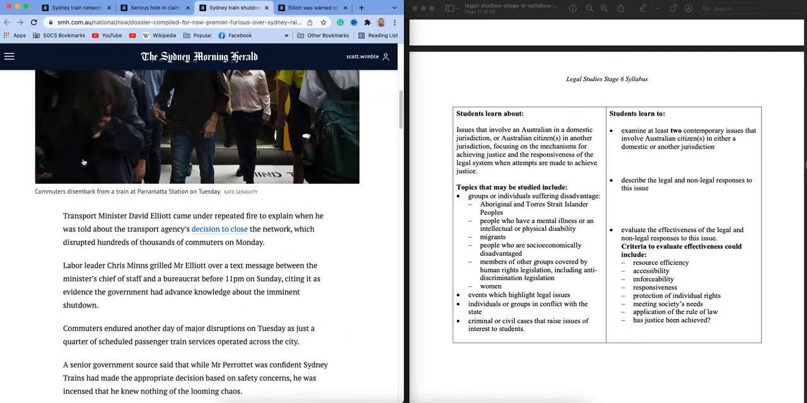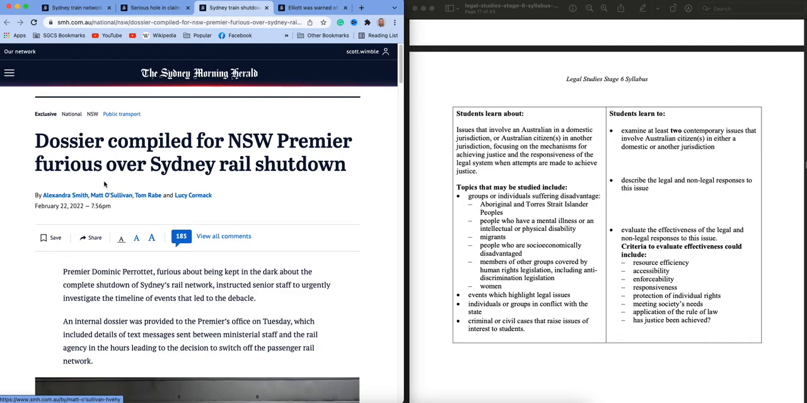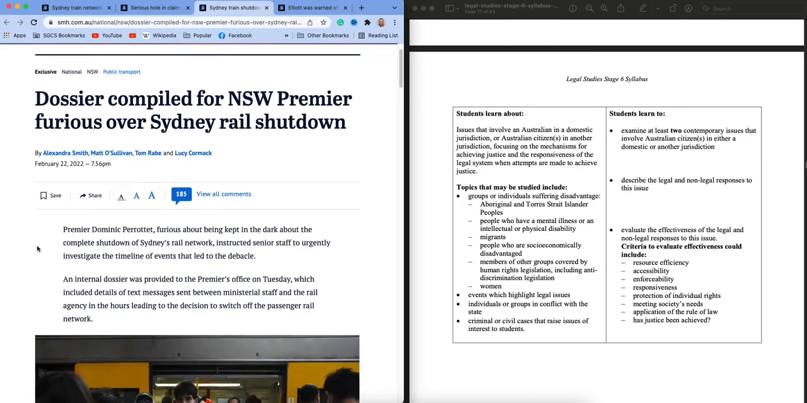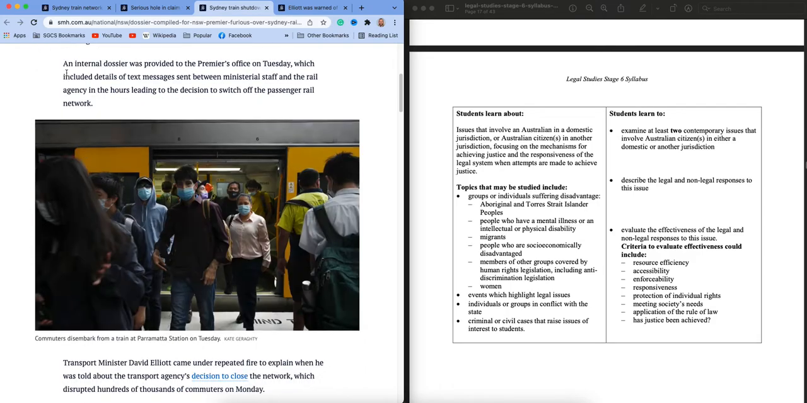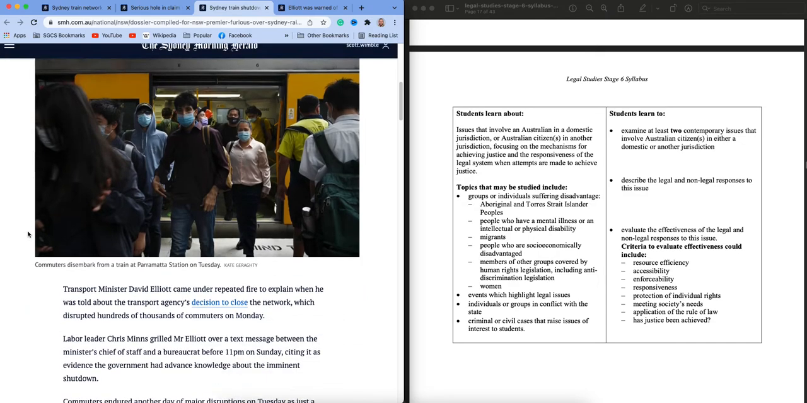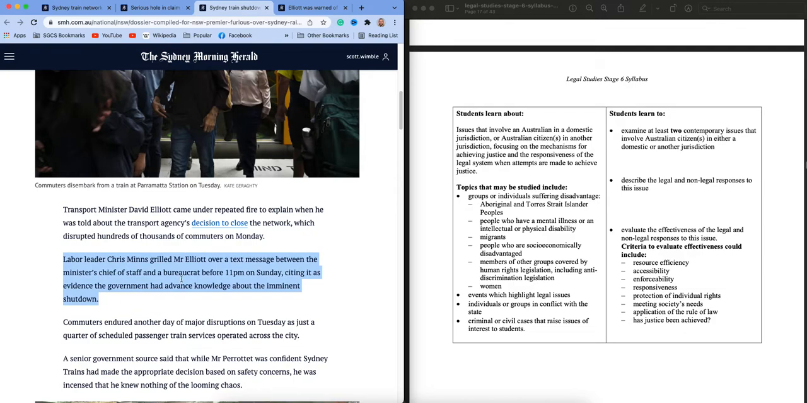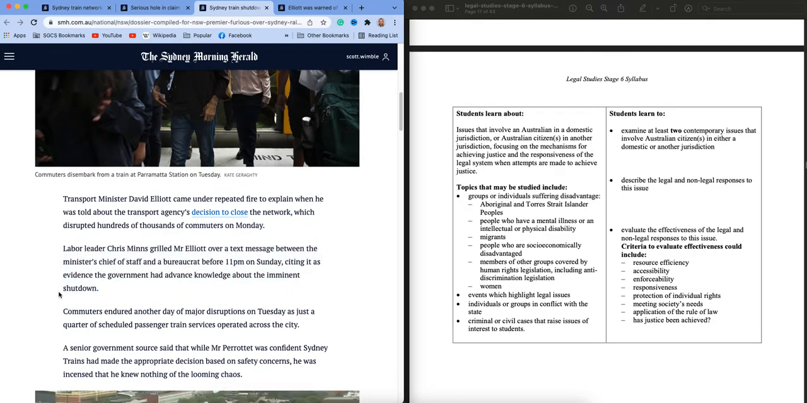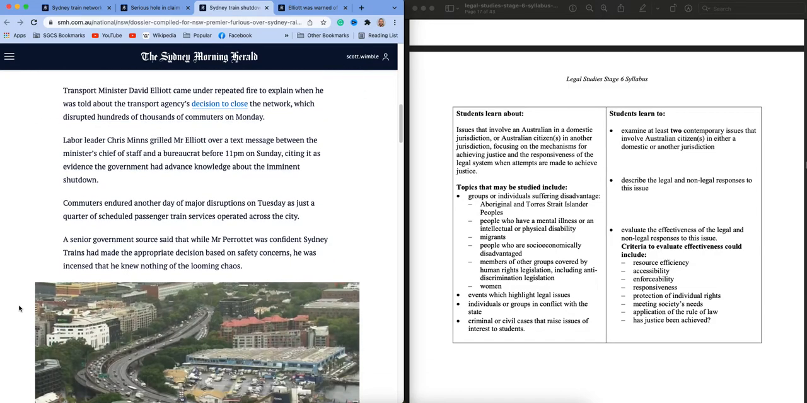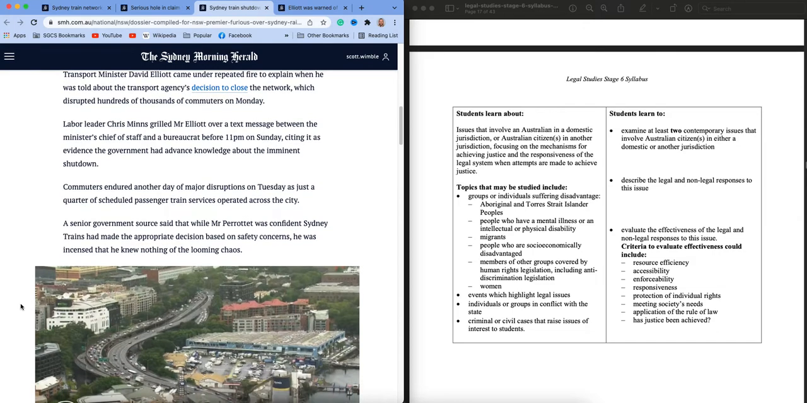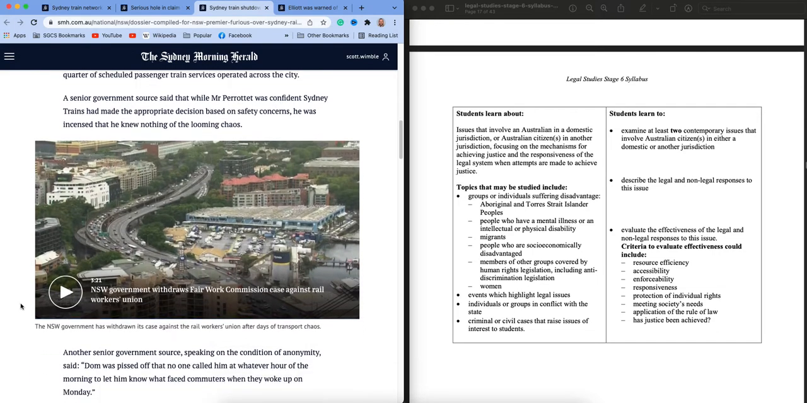Then we have a secondary issue, which I'm not going to read out, but basically the Premier was furious that he didn't know until the morning. And what has ended up happening is we've got an internal dossier collected of all the things that staff knew, and this is basically this question of who knew what when. Transport Minister David Elliott, unbelievably, came under fire because he received a text message at 10:53, I believe it was, on Sunday, saying that if there was disruption, there'd be huge disruption. This is on top of news which has since come out that studies were done to find out how much it would cost and how much disruption there would be in the weeks before this.